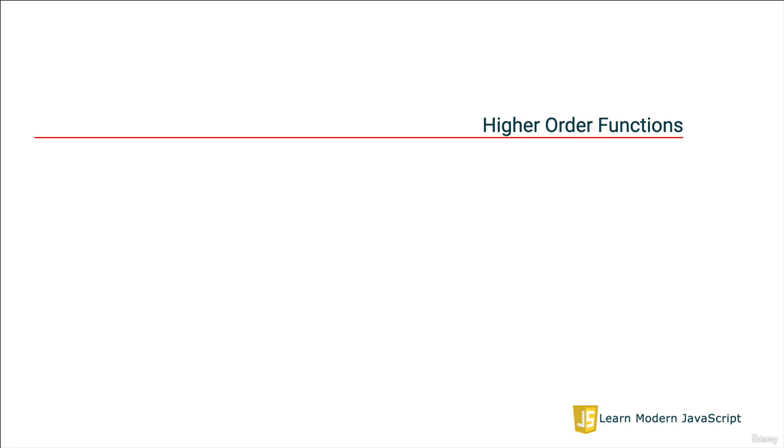In fact, the last two examples showed higher order functions. The fact that JavaScript supports first class functions makes it possible to create higher order functions. So the concept of first class functions explains how functions are treated in JavaScript as values. The concept of higher order functions explains how we use them.